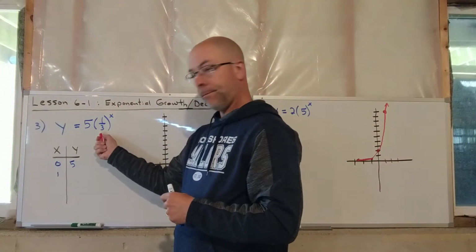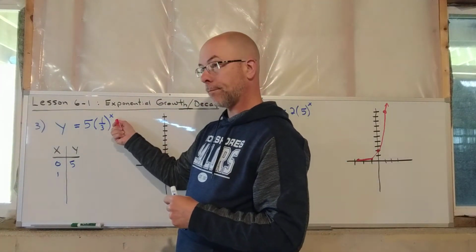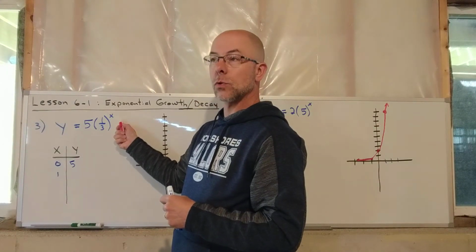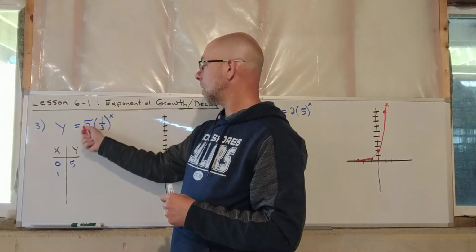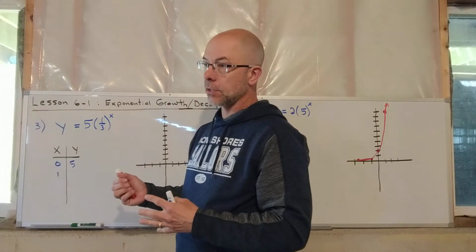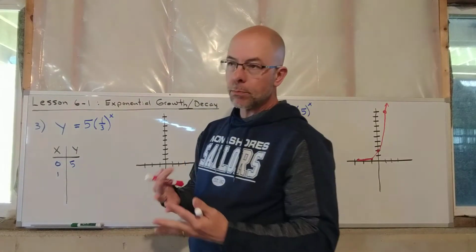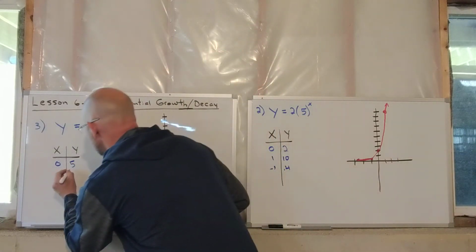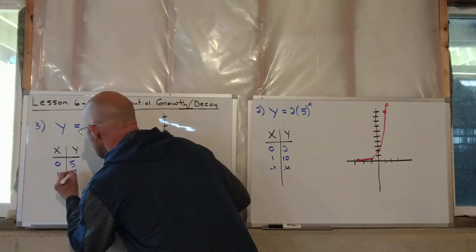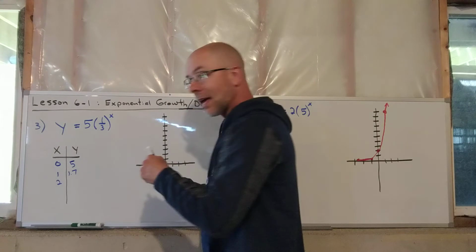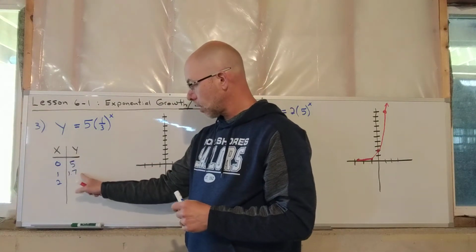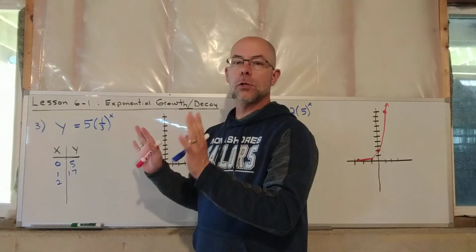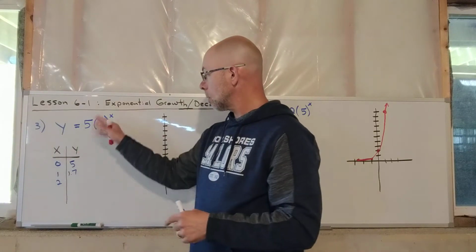Put in 1. Or 1, excuse me. 1/3 to the first power is 1/3. 5 times 1/3 is 5/3, which is about 1.7. 1.6 repeating, actually. We'll call it 1.7. You can see the numbers are getting smaller. I like a number smaller than 1. So I'm going to go 2.